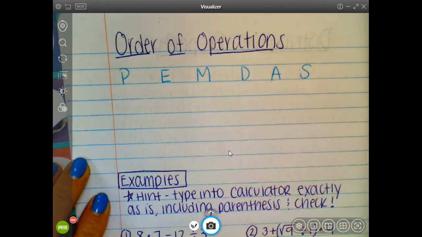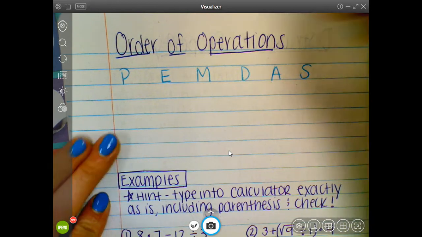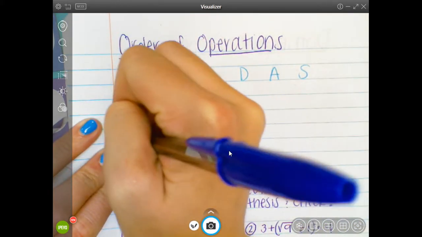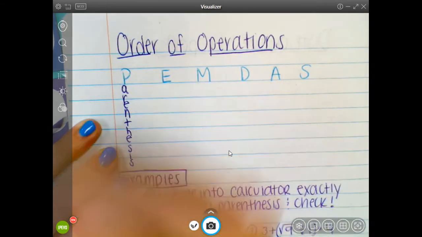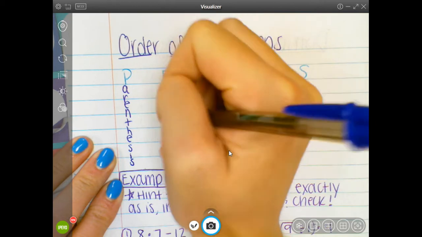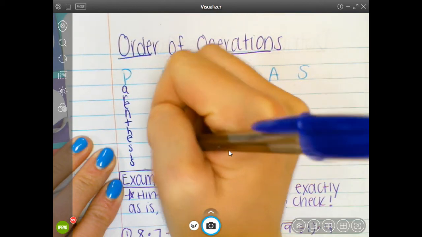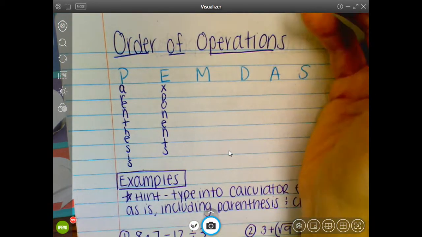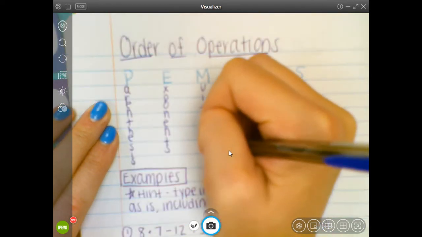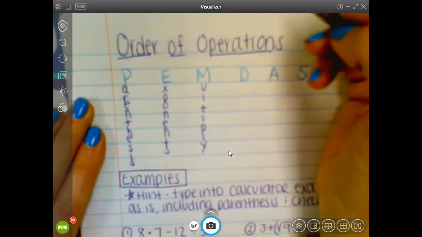So the P, okay, stands for parenthesis. So we do anything in parentheses first. The E stands for exponents. The M stands for multiply. The D stands for divide.